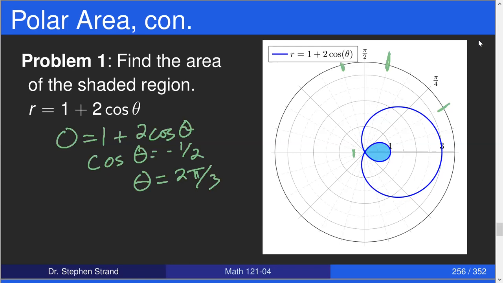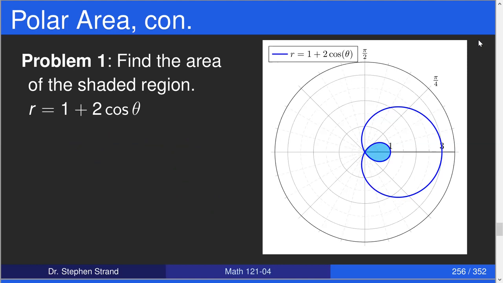Okay, so then there's going to be another one down here, and that turns out to be 4 pi over 3. We go 1 pi over 3, 2 pi over 3, 3 pi over 3, 4 pi over 3. Okay, so these are the two values that we were interested in. And so what that means is we've now found our alpha and our beta values. So we can set up the integral.